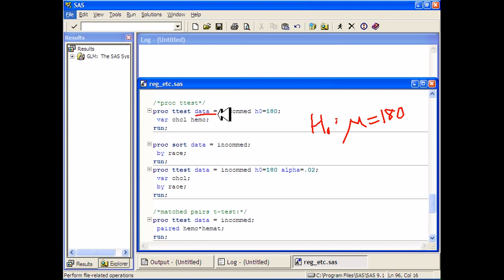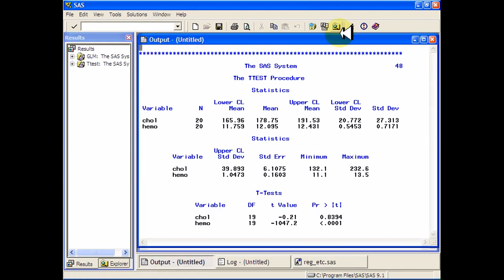The most important, of course, is your p-value. The reason I'm getting such a big p-value here is because my null hypothesis was that the mean was 180, and the sample mean's 178. That's not too far away. So let me show you what's going on with these different values here.